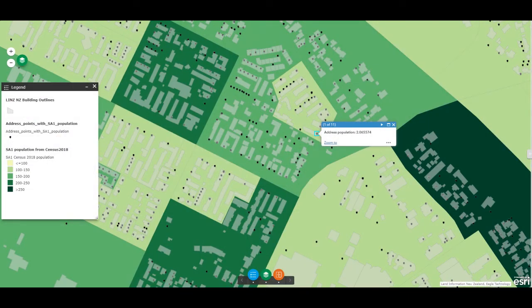This is what it looks like in real life. The SA1 data is in the green colours. The black dots are the address points. The grey shapes are the building outlines for a bit of context.